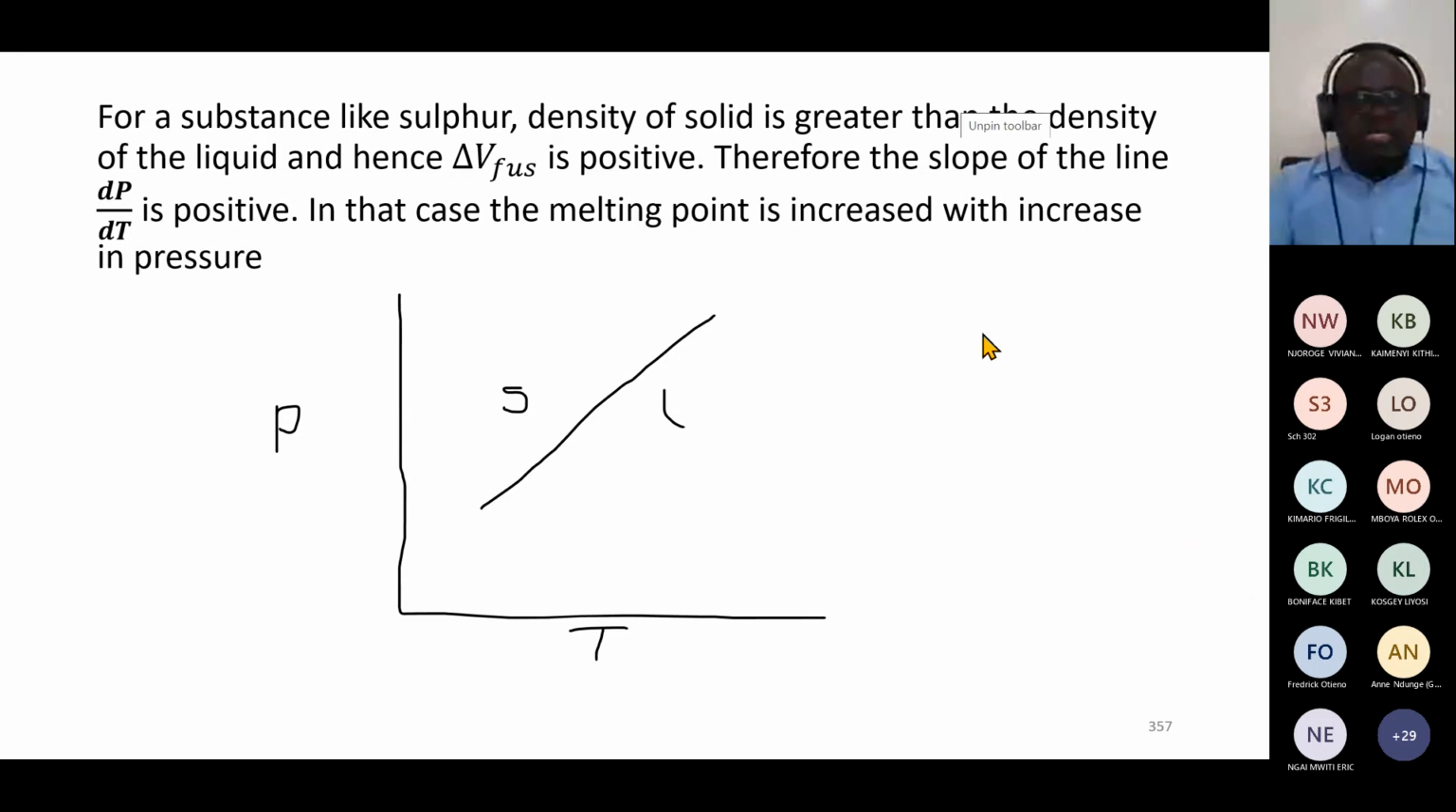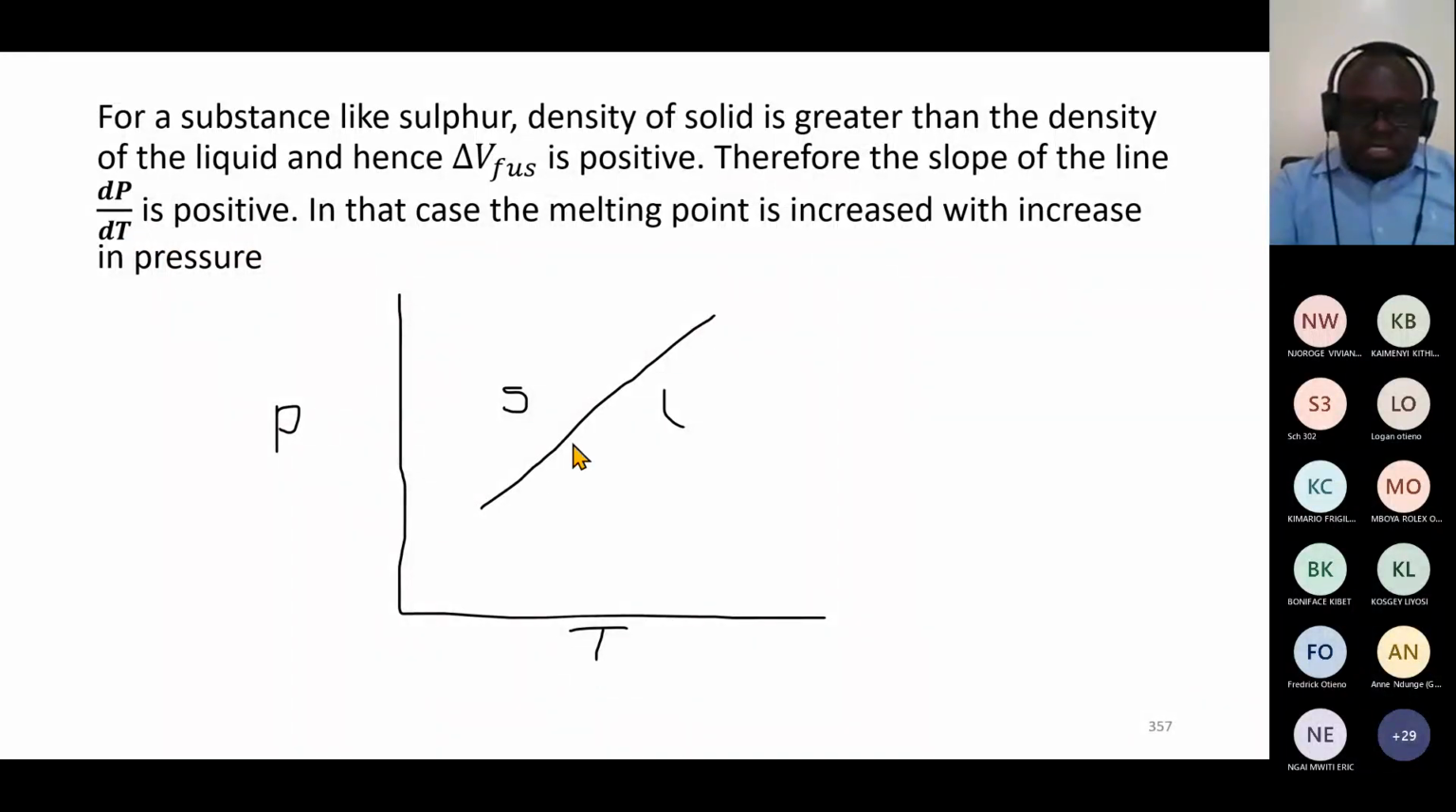Now, for a substance like sulfur, the density of the solid is greater than the density of the liquid. So what that means is that there's an increase in the volume. So delta V fusion is positive. And if it is positive, then dP over dT is also going to be positive. That is the slope of the line.